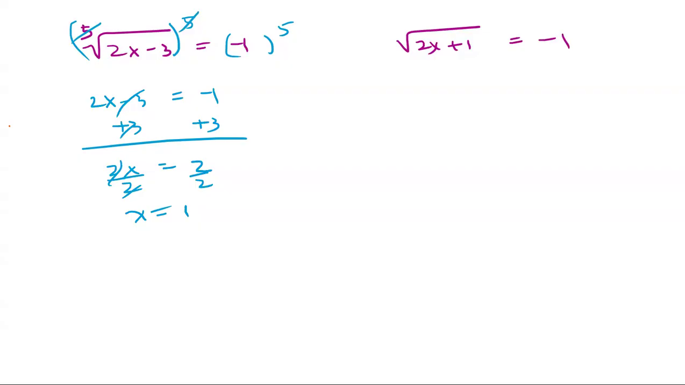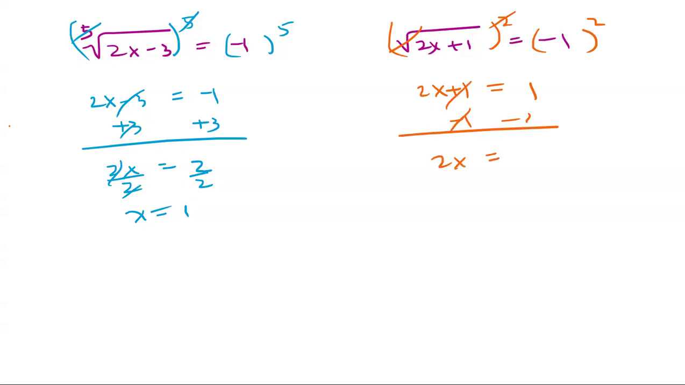So I'm going to do the same thing. The radical is by itself, which is great, so I can move on. So I'm going to square both sides. Then the radical and the square go away, giving us 2x plus 1 equals -1 squared, which is going to give us a +1. Then we're going to subtract 1 on both sides. That's going to cancel, giving us 1 minus 1 is 0. Then divide by 2. And then 0 divided by 2 is going to give us 0.